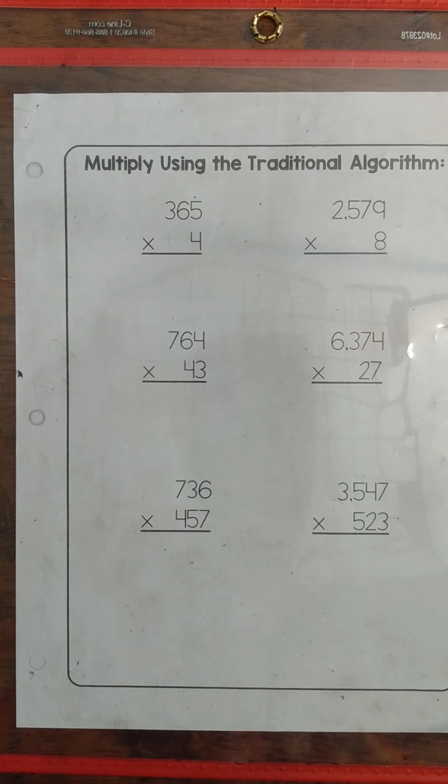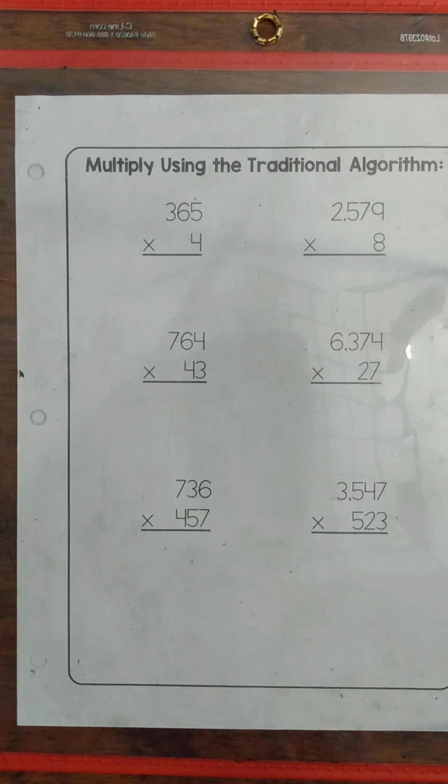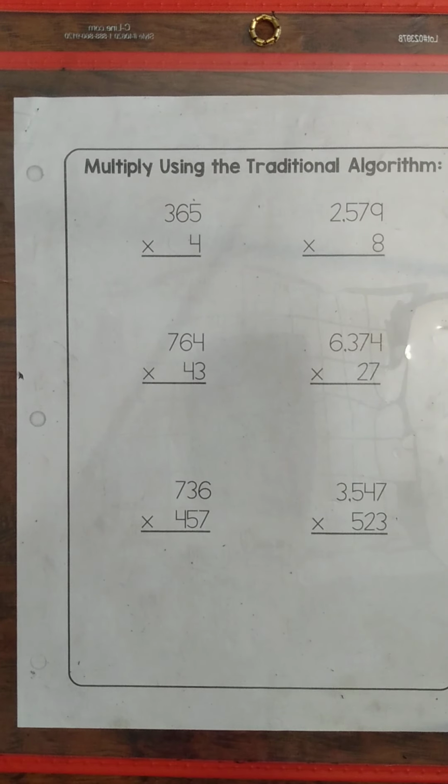Today we're going to talk about multiplying whole numbers, and we're going to use the traditional algorithm method. This is the way that I was taught in school, some of your parents were taught in school, and it's the way that some of you are very comfortable with. This strategy works if you understand it and can keep your place values lined up.